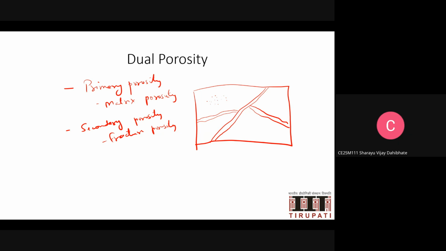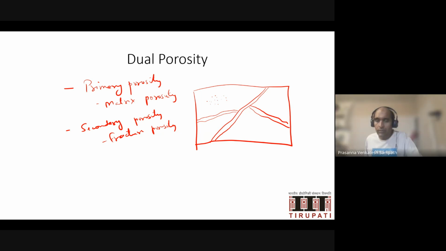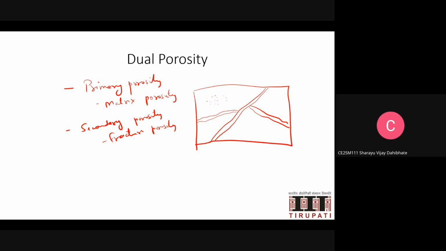So I have one question. Go ahead. What is the practical significance of this dual porosity? Does it contribute to landslides, those kinds of calamities happening?